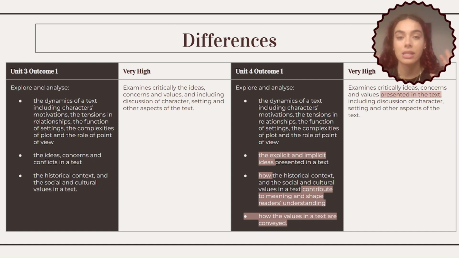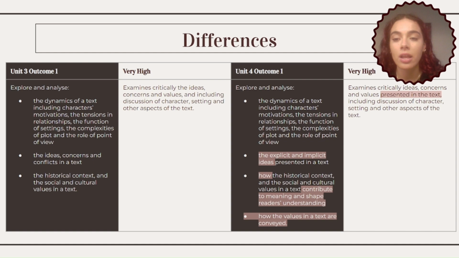Then, instead of just looking at the context of the text, so the historical context, the social and cultural values in a text, we're looking at how those things contribute to meaning and shape readers' understanding. Okay, so less about, oh, well, this is the context, this is some of the values going on, this is how it connects. Instead, how do these things come together and help us understand this text more deeply? And then how are the values in a text conveyed? That is not in the previous one, in Unit 3. We're seeing a lot of how words, okay? How are these things shaping, helping us, guiding us as readers in the journey of this text?